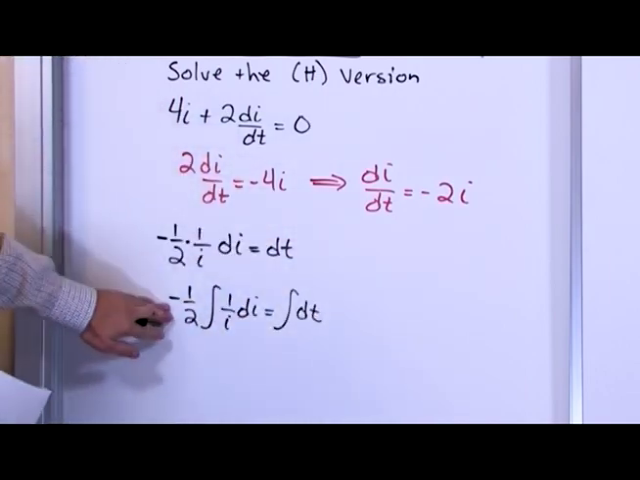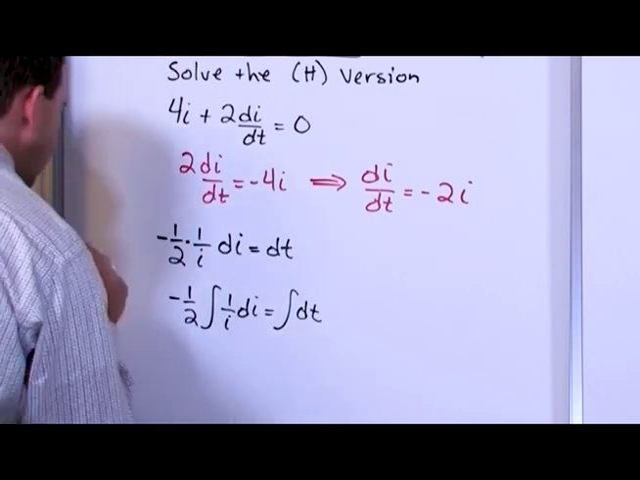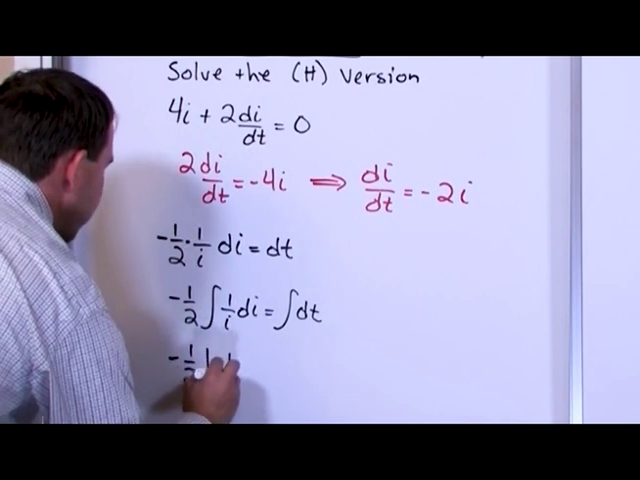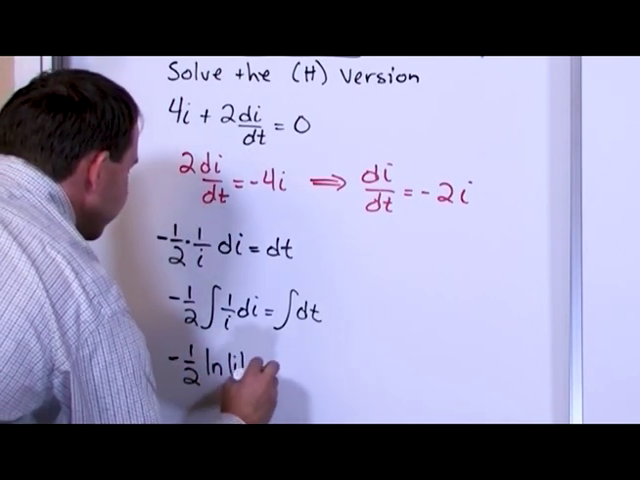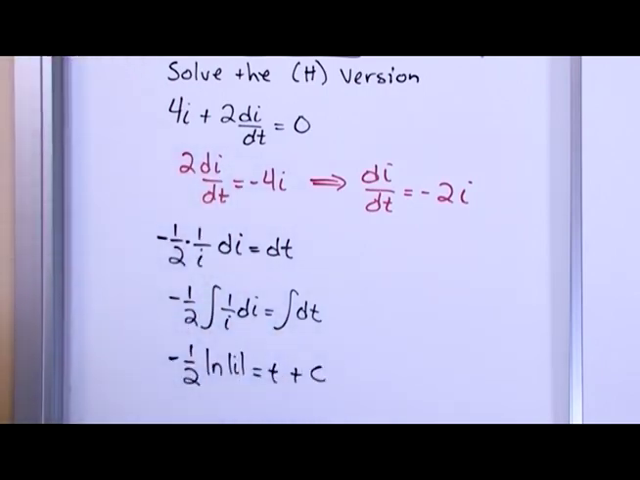Of course, this is a constant, so it comes out of the integral. And what I'm going to have over here is negative 1/2 times the natural log of I is equal to t, this integral, plus some constant of integration. I don't know what it is yet. So I'm just getting this natural log. So up until now, things are really similar to before.